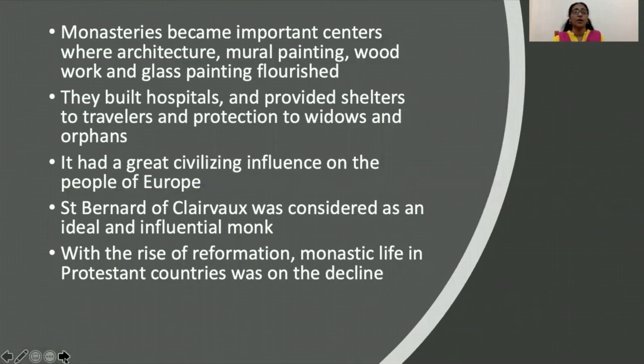Monasteries became important centers where architecture, mural painting, woodwork, and glass painting flourished. They built hospitals and provided shelters to travelers and protection to widows and orphans. It had a great civilizing influence on the people of Europe. Saint Bernard of Clairvaux was considered as an ideal and influential monk. With the rise of Reformation, monastic life in Protestant countries was on the decline.